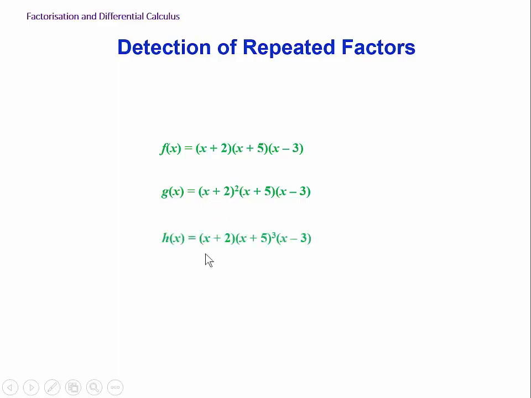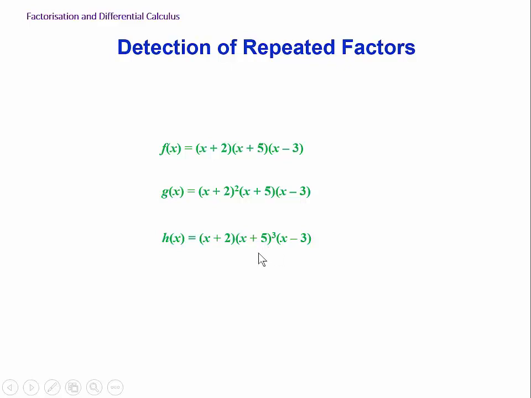Now let's move on to the second section, detection of repeated factors, that THG goes into. We may have a function f(x) given as the product of 3 factors like this. The 3 factors are distinct, meaning they're not repeated, and the zeros or roots are minus 2, minus 5 and plus 3. Here, for g(x), we've got a repeated factor because the x plus 2 is multiplied by itself, and so it's repeated. And in this one, h(x), we've got x plus 5 to the power 3, which means the x plus 5 is there 3 times.